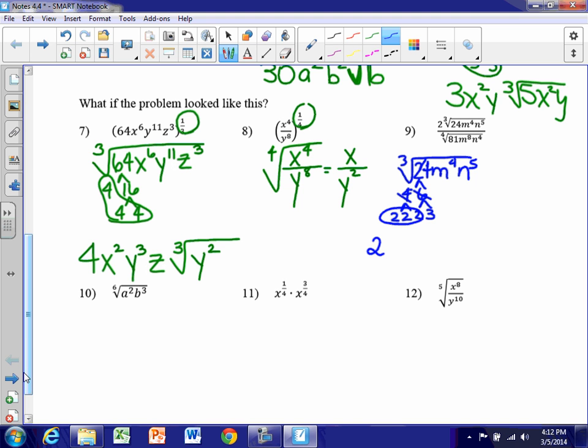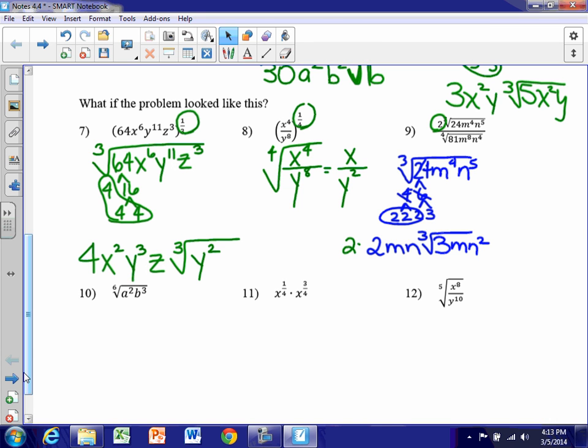Now, how many sets of 3 from the m's? Just 1 full set of m's and n's. It's still a cube root. We did not circle the 3. There was 1 m left over and 2 n's. Now, that's just the cube root from the top. And don't forget, there was another 2 on top. So we will multiply that in a minute.